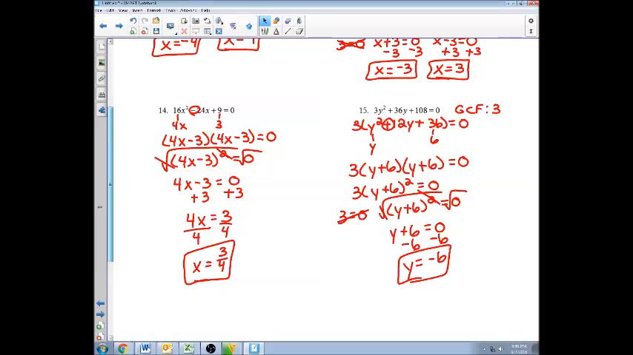Also, for perfect square trinomials, remember that if your A value is a perfect square and your C value is a perfect square, then I can use our process for the perfect square trinomials.